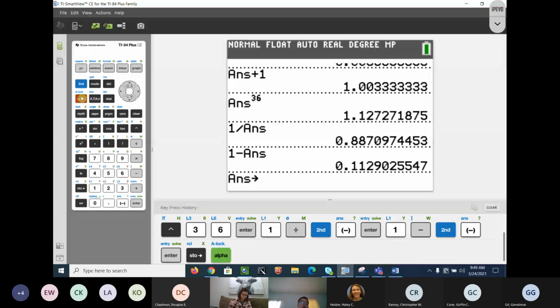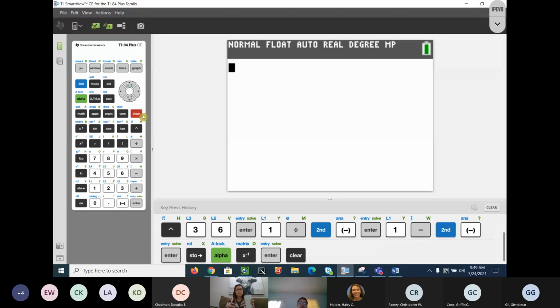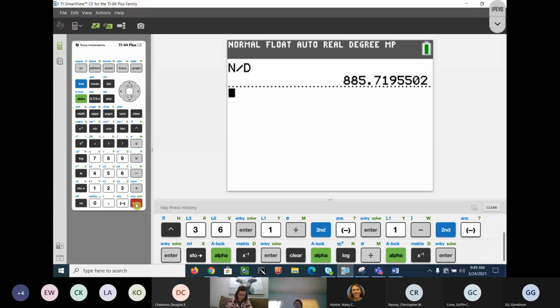Store, alpha, D. So your monthly payment for this car for 3 years is going to be alpha N divided by alpha D. And that is a payment of $885.72.